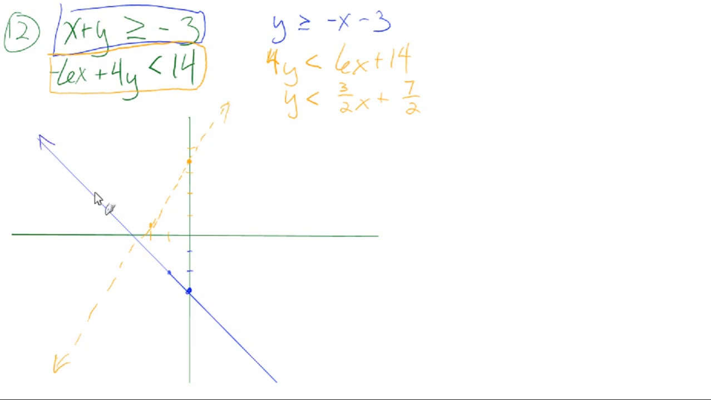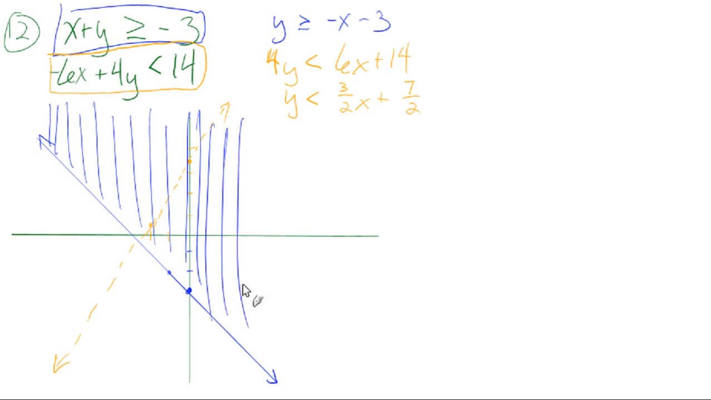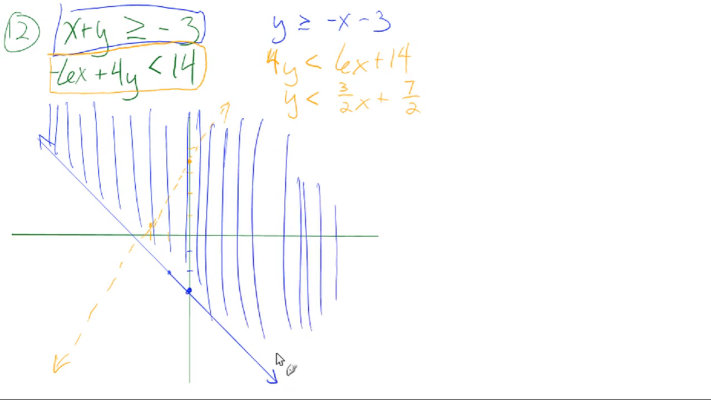Okay, and of course, I've forgotten the shading part, so let's go back to the blue one and shade that. Where are we going to shade? We've got the equals to part, that's the solid line. The greater than part is that y needs to be greater than the line, and y is vertical, so that's above. So anything above this line. And for the gold, anything less than this line, below this line. So we need to shade below the gold line.